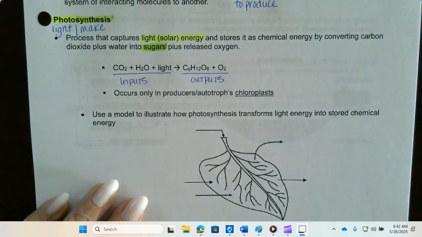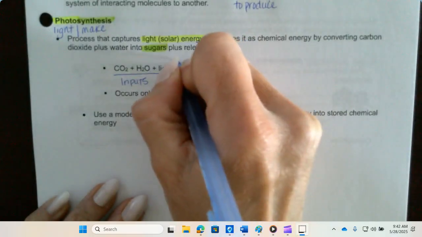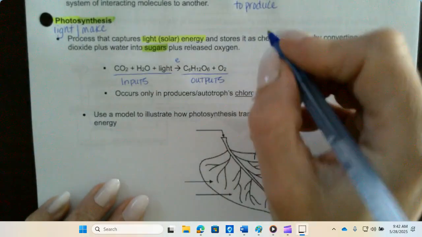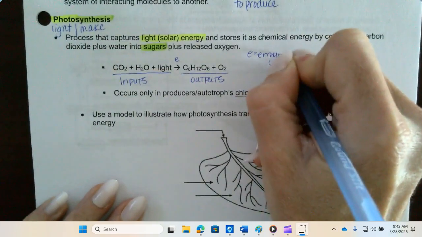One thing missing from this equation, remember, is that many times we're going to have an enzyme over the arrow. I can't fit the word enzyme, so I'm just going to write E, and then on the side, I'm going to write enzyme.